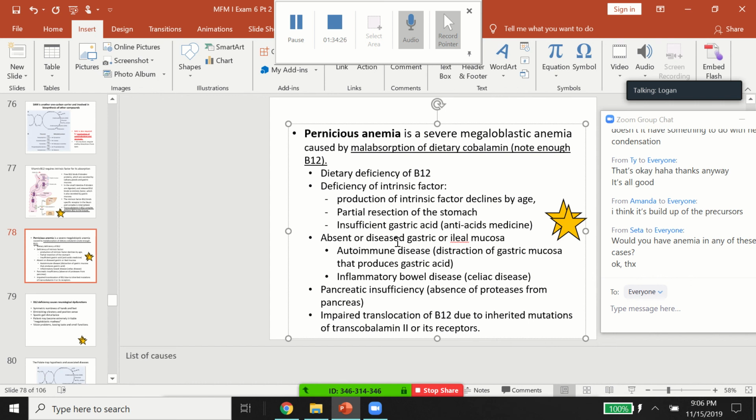Also, if you had absent or diseased gastric mucosa, you're not able to absorb it anyway. If you had pancreatic insufficiency, it would cause those R binders not to be broken down, essentially. Therefore, you wouldn't have intrinsic factor formed onto it. And of course, you could have problems with transcobalamin.